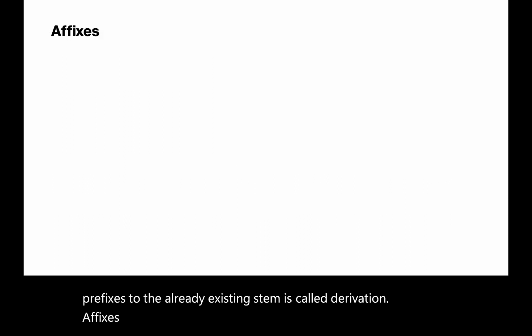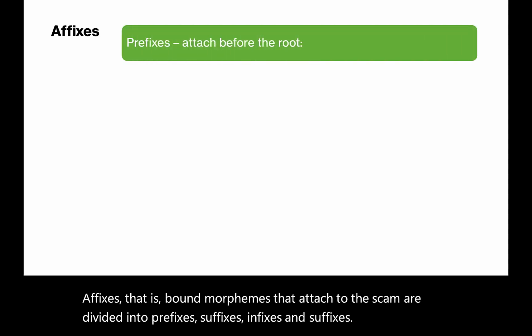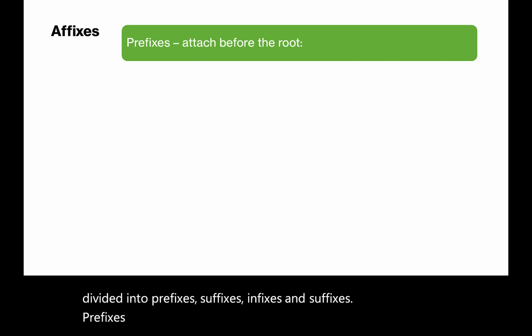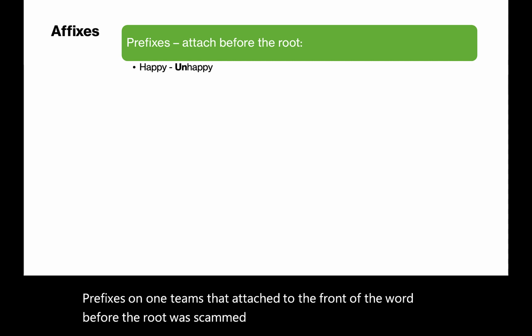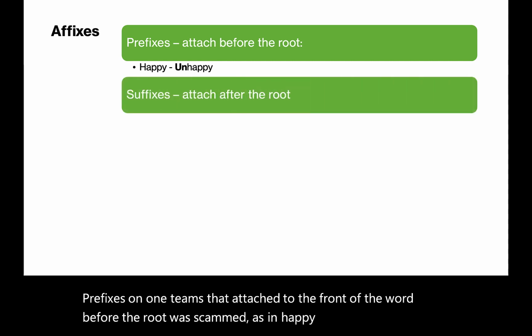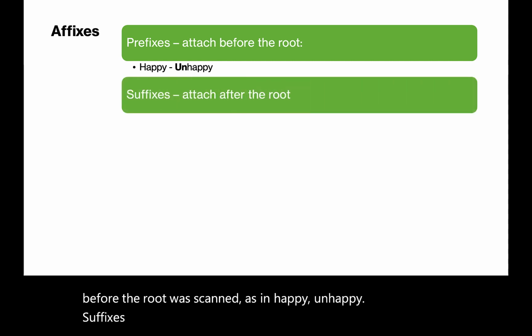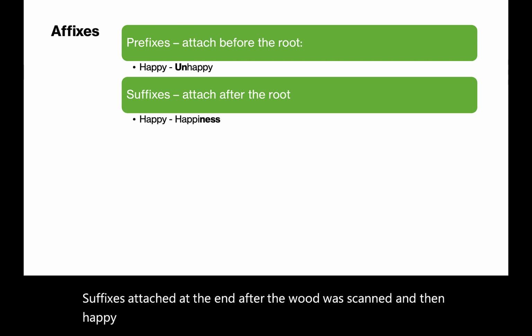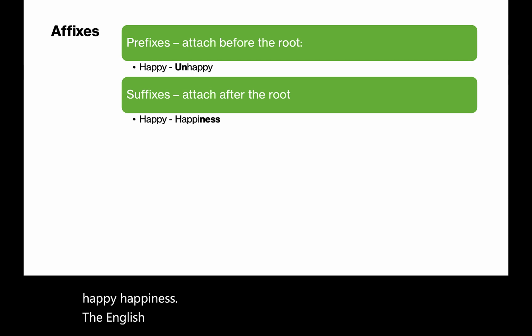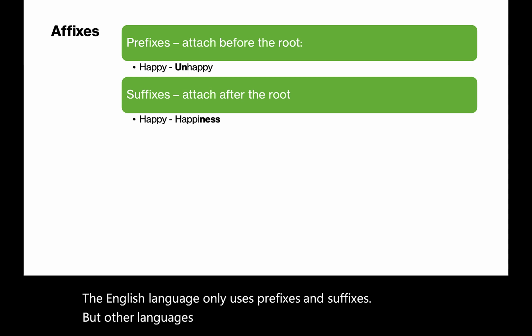Affixes, that is, bound morphemes that attach to the stem, are divided into prefixes, suffixes, infixes, and circumfixes. Prefixes are morphemes that attach to the front of the word before the root or stem, as in happy, unhappy. Suffixes attach at the end after the root or stem, as in happy, happiness. The English language only uses prefixes and suffixes, but other languages may have two other types of affixes.